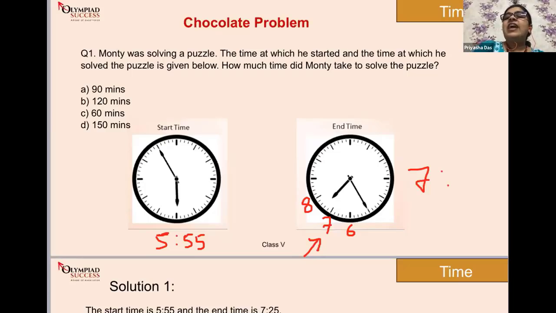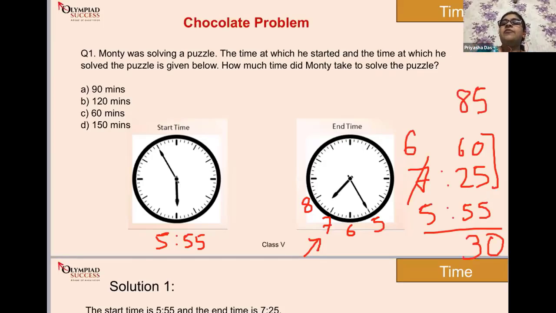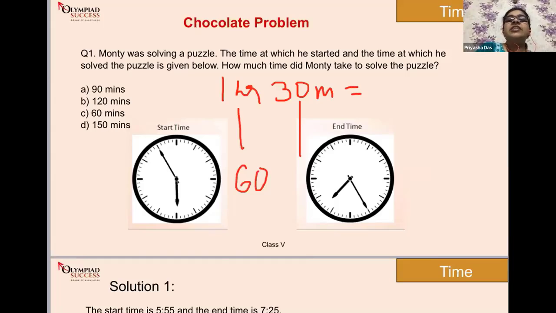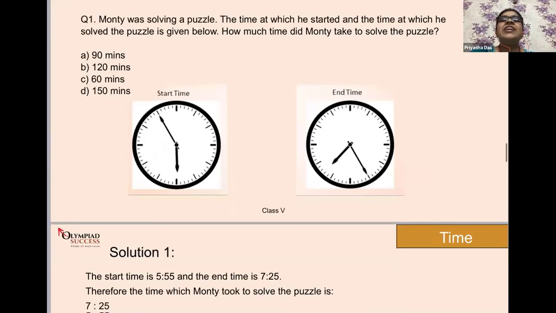Great. So this is 7 and this is how much? This is 25. So my end time is 7:25. My start time is 5:55. So how much will I get when I subtract this? When I add it up, I will get 85, and 85 minus 55 will give me 30 and a 1. So my answer will be 1 hour 30 minutes, which means 1 hour is 60, 30 is 30. When I add them up, a big bingo to the ones who gave me the right answer, which is 90 minutes. Come on, guys. You should give a bingo to yourself. You all gave me the right answer.